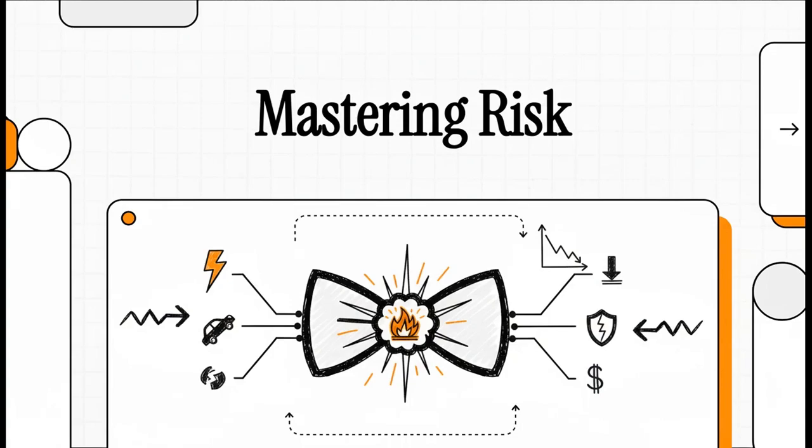We all deal with risks every single day. Some are small, some are huge and complicated. But what if you could see the entire story of a risk from start to finish, all in one simple picture? Well, that's what we're talking about today, a really powerful visual tool called the bow tie method.